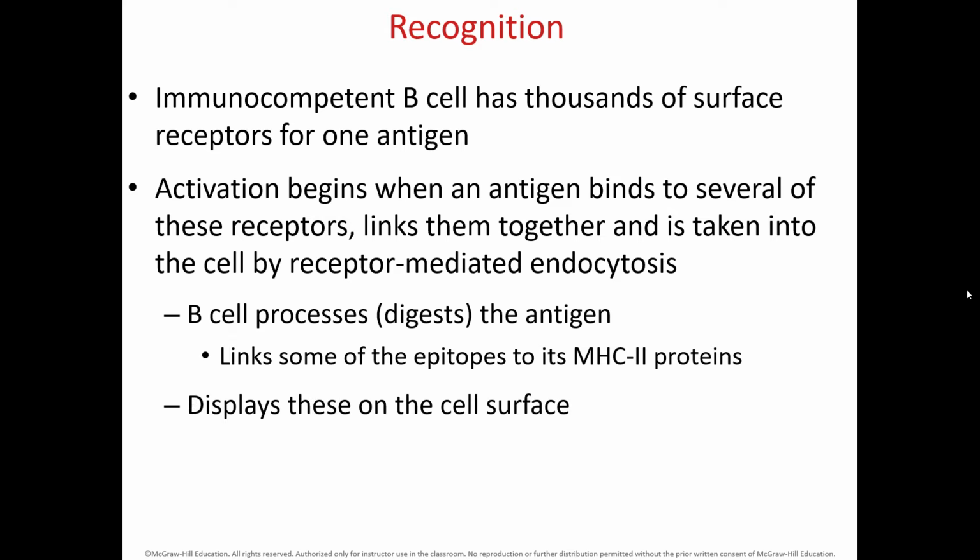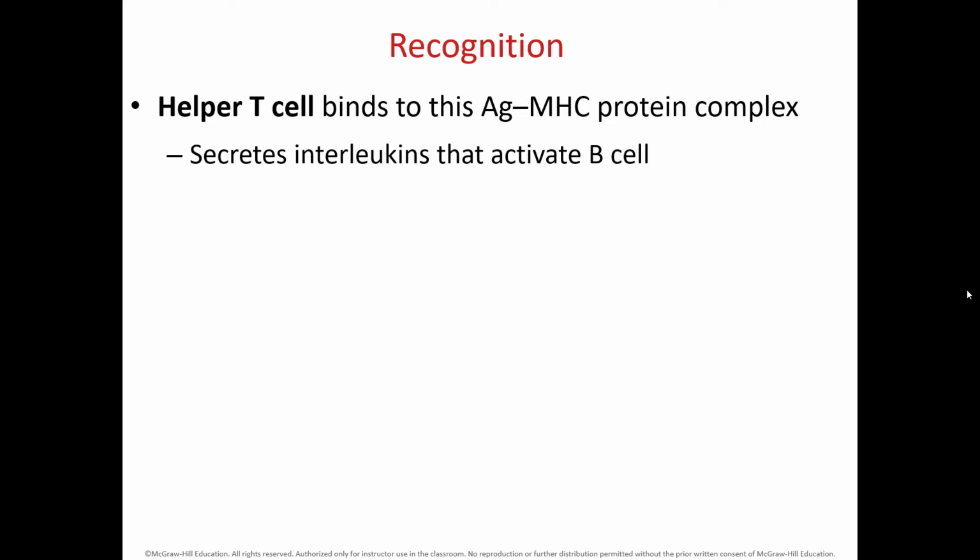When it displays these on the cell surface, this itself is not enough to cause clonal selection of the B cells. The B cells are going to require the helper T cells to come along. That's going to be important when we talk about HIV in one of the last videos. So the helper T cells are going to bind to that MHC2 protein complex on the B cell, which is now an antigen-presenting cell. Once it recognizes that complex, it will release the interleukins that now activate the B cell and stimulate clonal selection. So now this B cell is going to start to mass produce itself for the response.